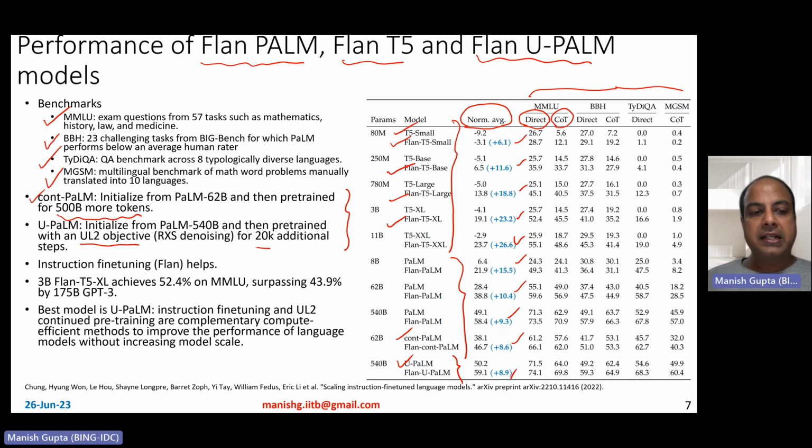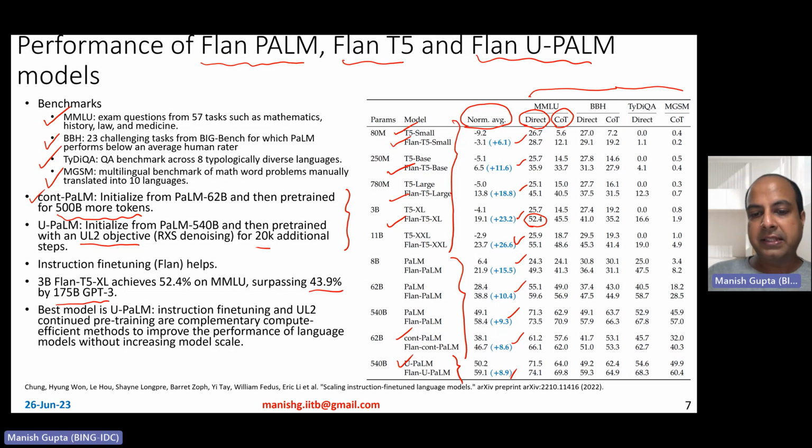What you also observe is that this 3 billion Flan T5 XL model, when evaluated on the difficult MMLU benchmark, gives you 52.4%, right? Surpassing 43.9% even by a 175 billion parameter GPT-3 model. So remember, GPT-3 also is an instruction fine-tuned model. However, they have added their extra sauces of chain of thought prompting along with the fine-tuning, and the benchmark collection is of course very different. So that's that.